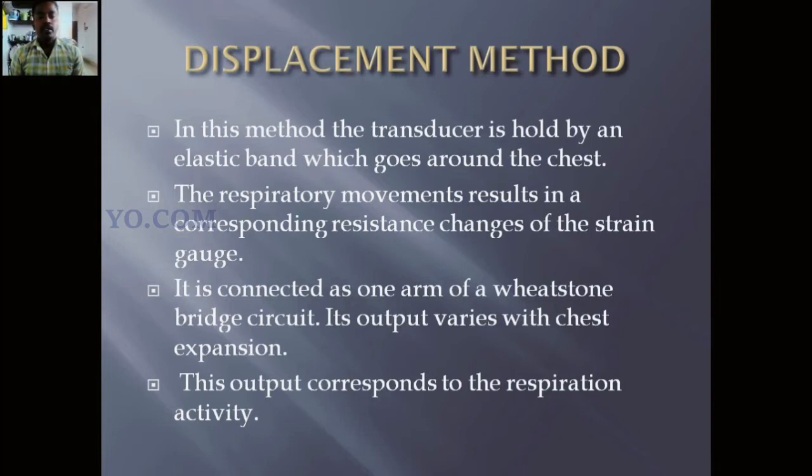If you are inhaling the air, at that time our chest volume increases. During exhalation, the chest volume reduces. Based on the chest volume, the resistance value of the strain gauge will change. This change is analyzed by the Wheatstone bridge circuit and the output varies according to the chest expansion. Okay, so this is a very simple method. It is an external method that is very easy for measuring the respiration rate.